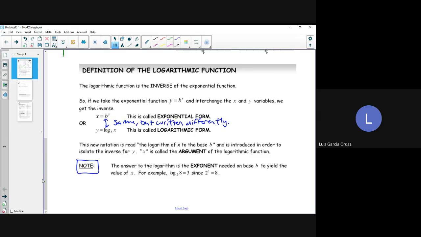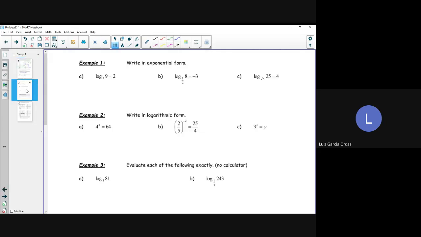For example, we have log base 2 of 8 is equal to 3. The reason being is because 2 to the power of 3 gives us 8. So this will all start to make more sense once we start doing examples.